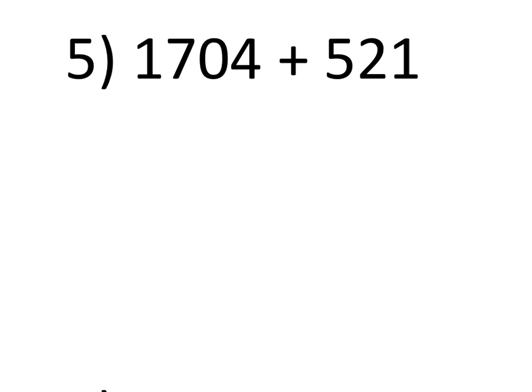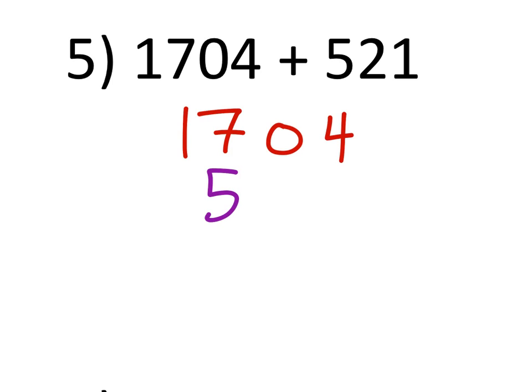So again, I'm going to start with the number to the left, which is 1,704. And again, I've lined those up for place value. So I've got the 521, 5 in the hundreds, 2 in the tens, 1 in the ones position. Let's go ahead and add these together.